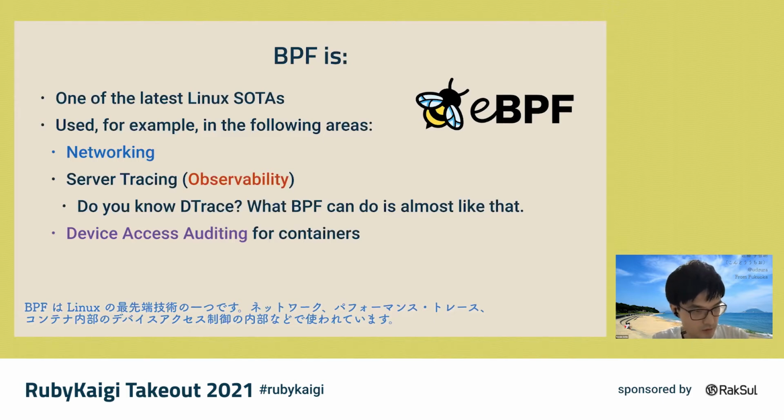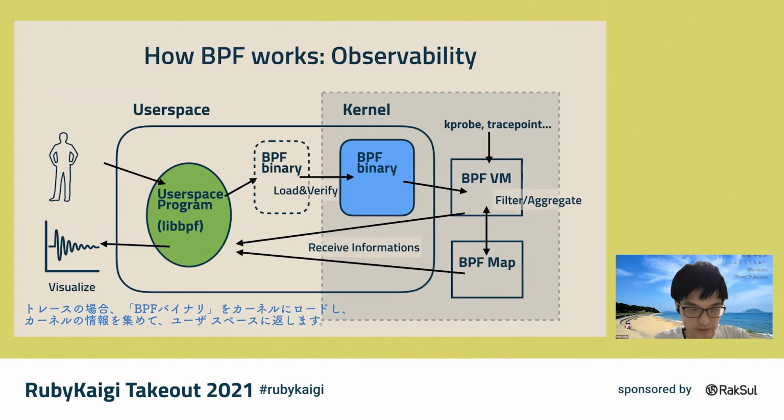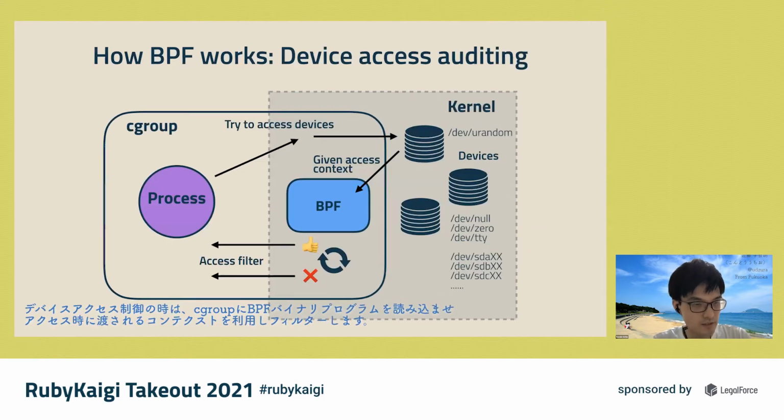You can also use BPF as a mechanism to filter what devices are allowed to be accessed from inside the container. This is about the use case of device access control. The entire BPF program works as shown in the figure. This is about the use case of observability. This is about the use case of device access control from containers.